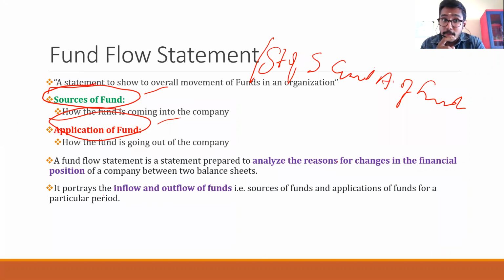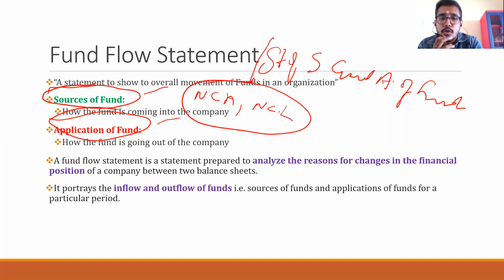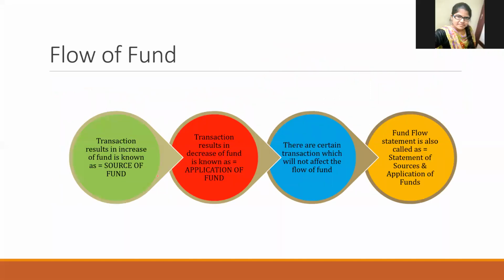So while preparing fund flow statement, or the statement of sources and application of fund, the items will be non-current assets and non-current liabilities. This you should understand. So it talks about inflow and outflow of funds. Okay, fund flow statement. Shall we? Yes, sir.